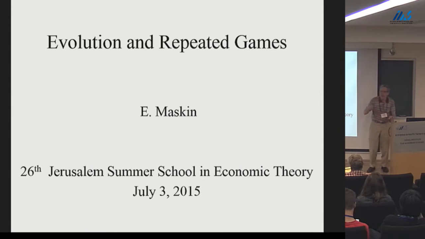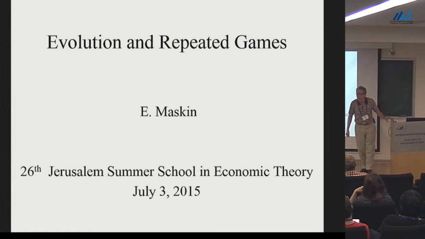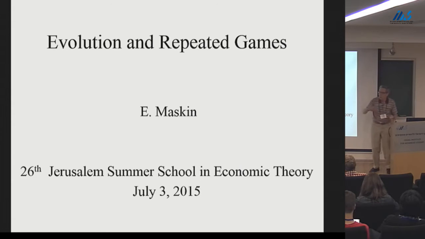The as-if optimization comes through selective pressure. So think of biological evolution, where genes are not maximizing, but successful genes proliferate and unsuccessful ones die out. And I want to apply that kind of idea to the study of repeated games.